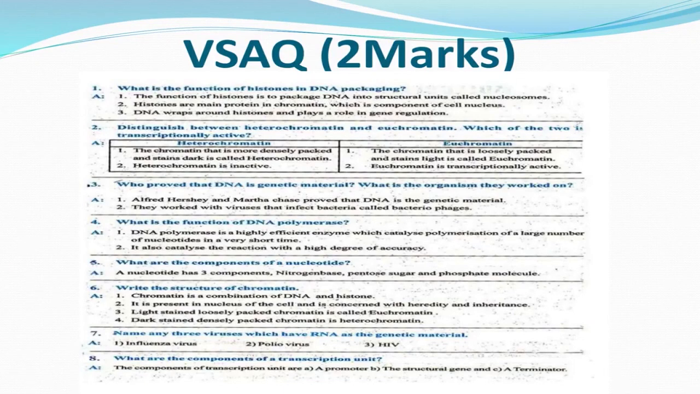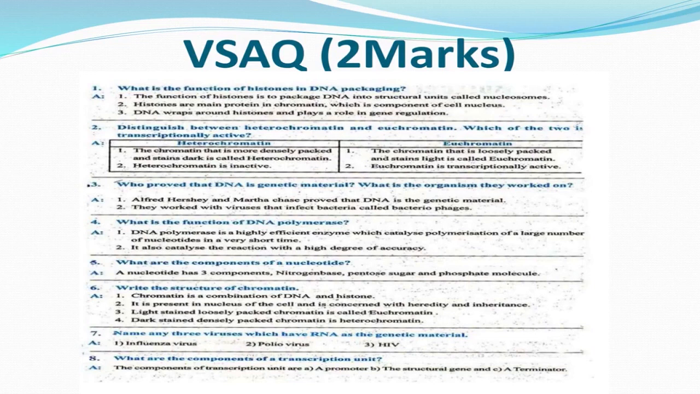Once again I will repeat, what is the structure of chromatin? Chromatin is a combination of DNA and histone, present in the nucleus of the cell and concerned with heredity and inheritance. Light stained loosely packed chromatin is called euchromatin. Dark stained densely packed chromatin is called heterochromatin.